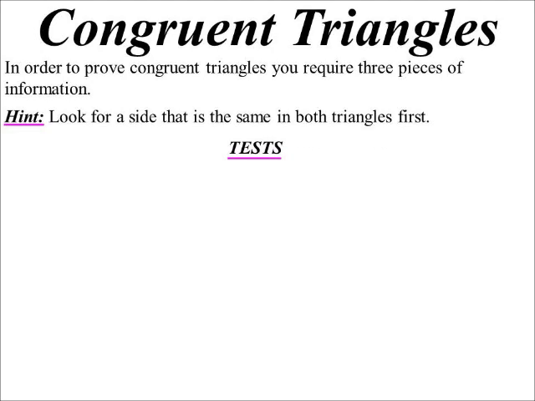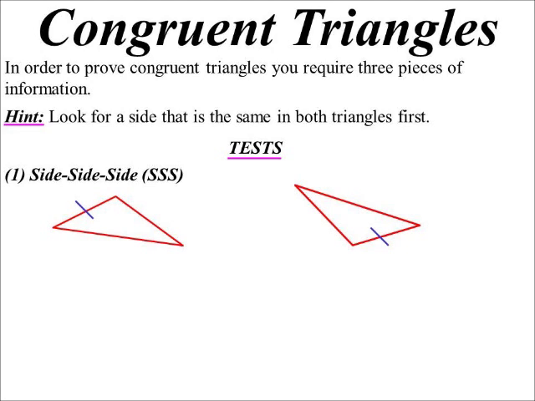So the tests are, you may remember, side, side, side. Oh, look, 2 triangles. That one's equal to that one. That one's equal to that one. Oh my gosh, the third one's equal to the third one. You beaut, they're congruent.